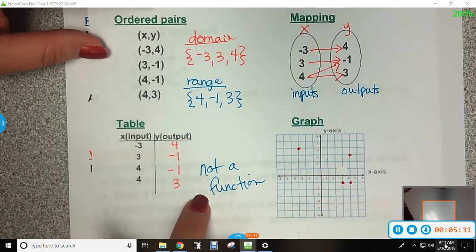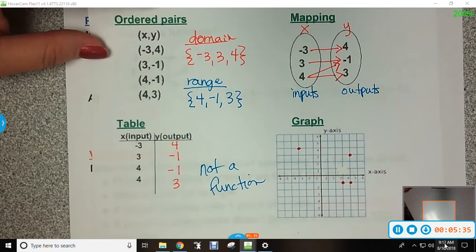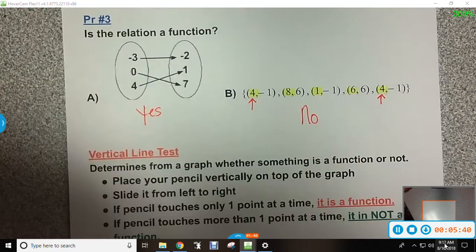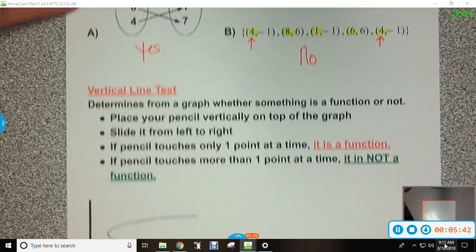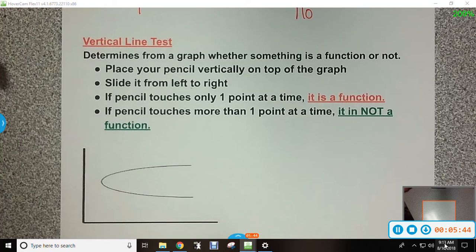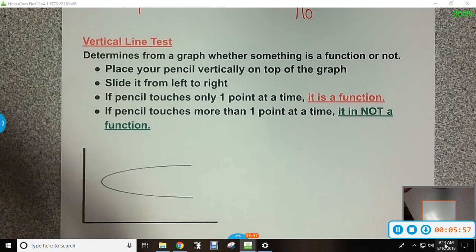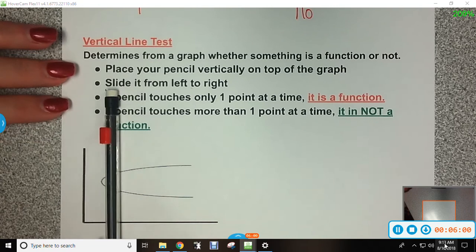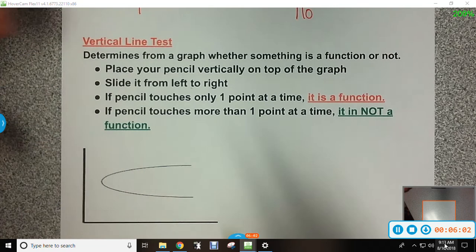We hadn't seen one of these yet. We've also got to talk about a graph and how to tell if it is a function based on the graph or not. So that's where we come back here and talk about the vertical line test. The vertical line test determines from a graph whether something is a function or not. And what you're going to do is place your pencil vertically on top of the graph. So this is my graph.